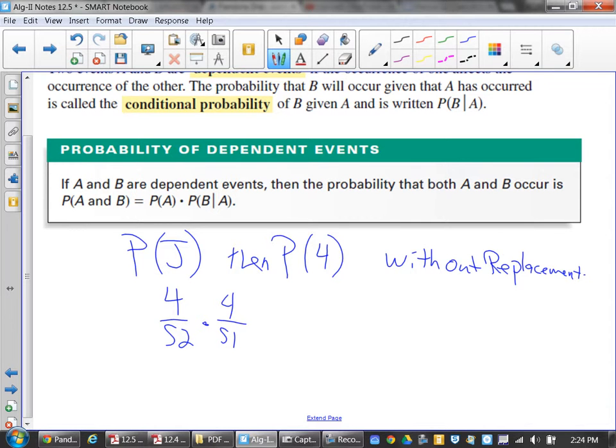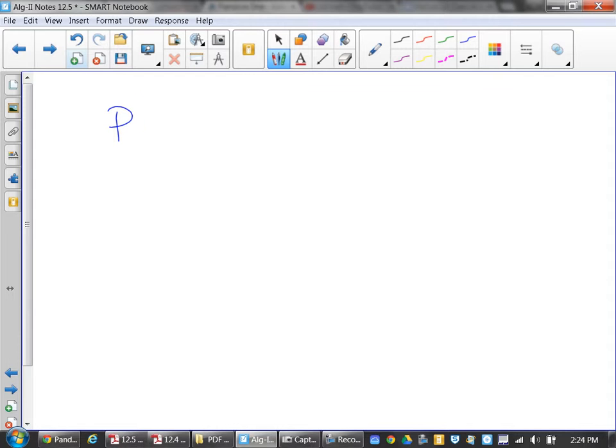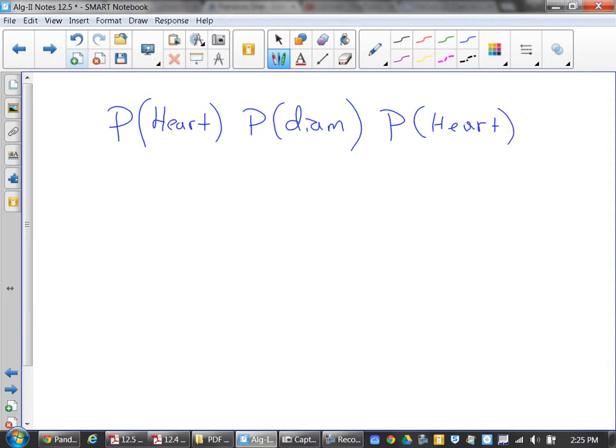Sometimes the numerator changes. For example, let's say you have the probability of heart, probability of diamond, and then probability of heart again. You're going to pick out 3 cards. You want to go heart, diamond, heart. So this is, I'm going to say, without replacement. How many hearts are in a deck of cards? 13. There's 13 out of 52.